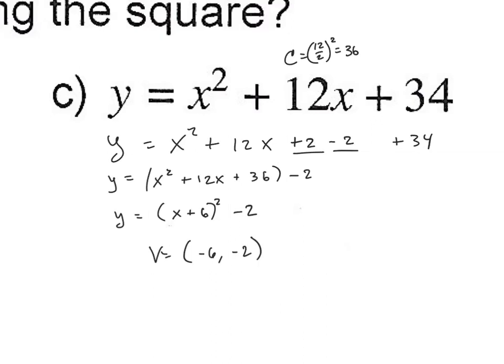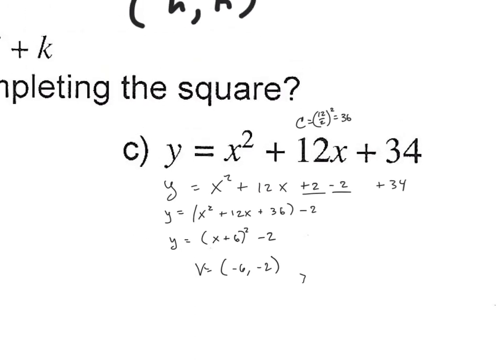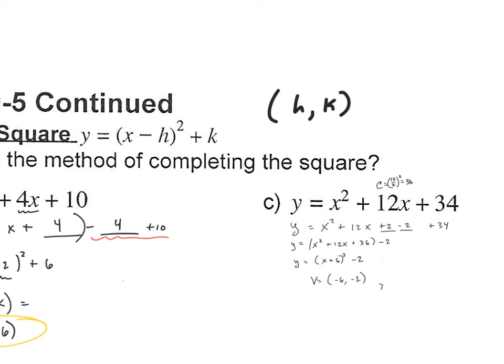And in case you forgot, you want to remember that your h is always going to be the opposite sign here based on its formula. The formula is x minus h, so that's why we always have the opposite sign.